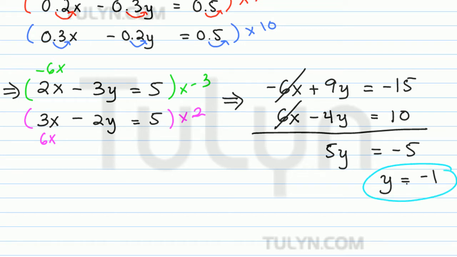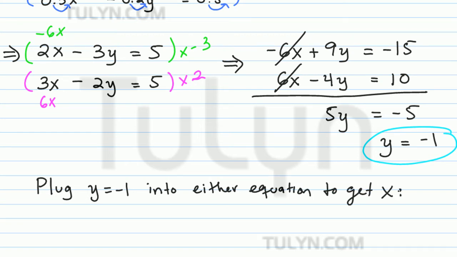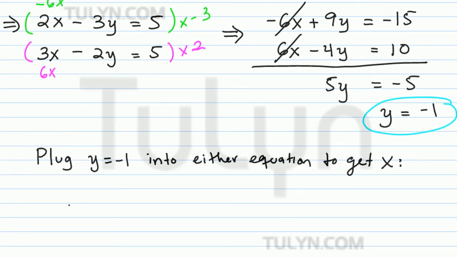Great! So now that we've got y is equal to negative 1, we can plug it in to either equation, because remember, this is a system in two variables, so we want to solve for both, so we know what the full solution is. So you want to plug y equals negative 1 into either equation to get x. So let's do that. It doesn't look like either of them is very different from the other, so neither seems to be the clear-cut winner for plugging in y. So let's just plug it into the first one.